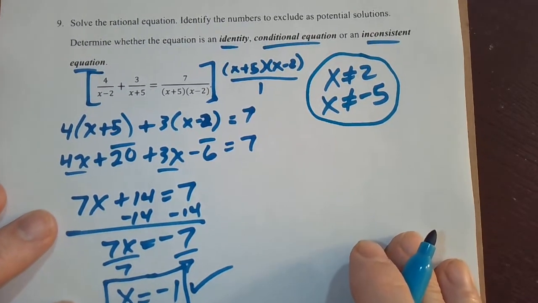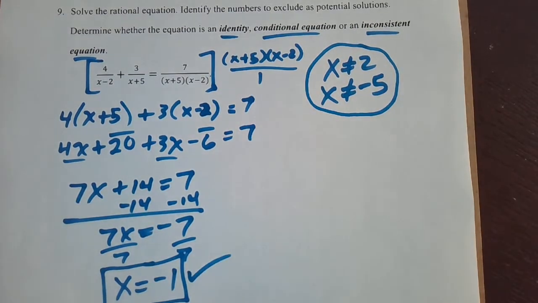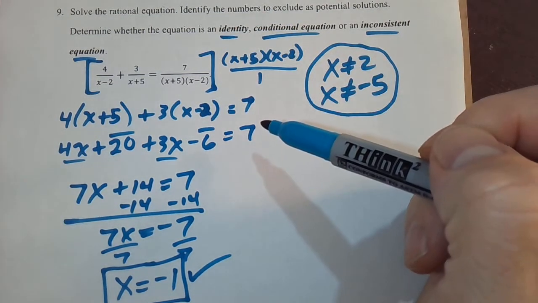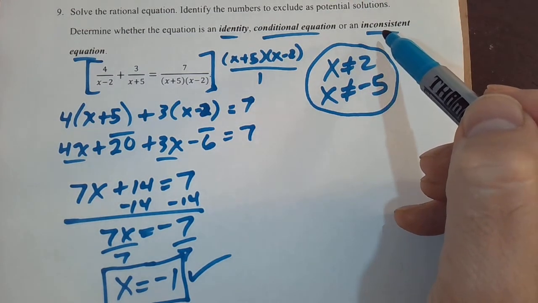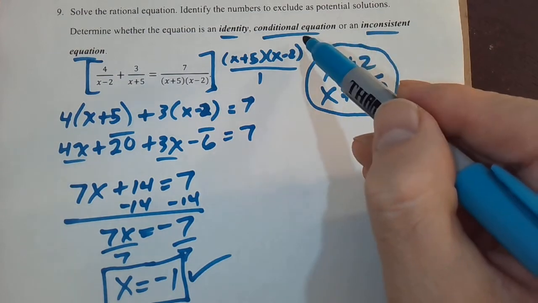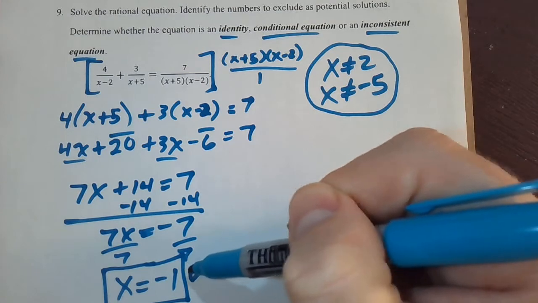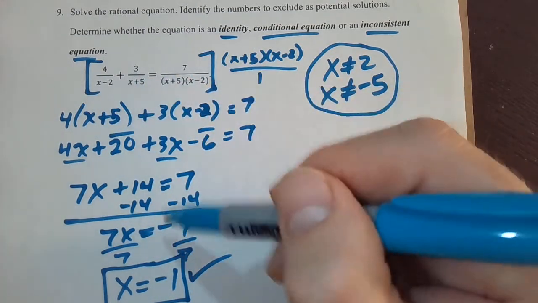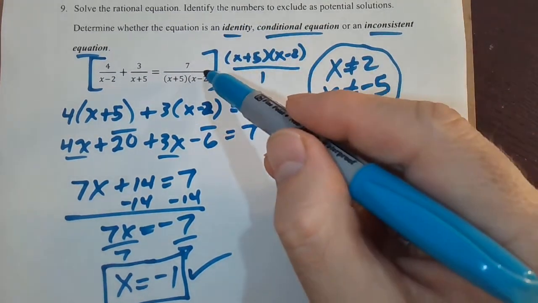And finally, is this an identity, a conditional equation, or an inconsistent equation? Well, it's not an identity because it's not true for all values of x. It's not inconsistent because it is true for at least one value of x. It's conditional. This equation is true when x is equal to negative 1. All other values of x will make this false. x equals negative 1 is the single solution to this rational equation.